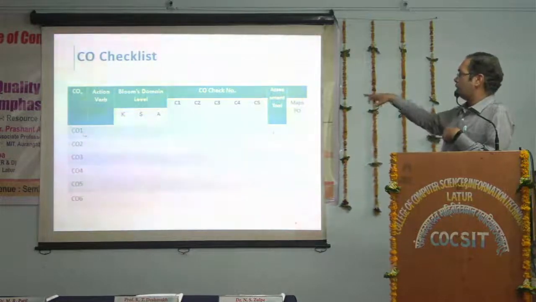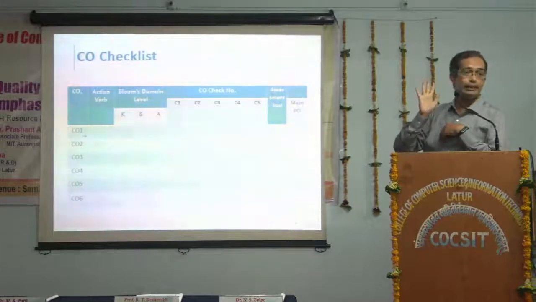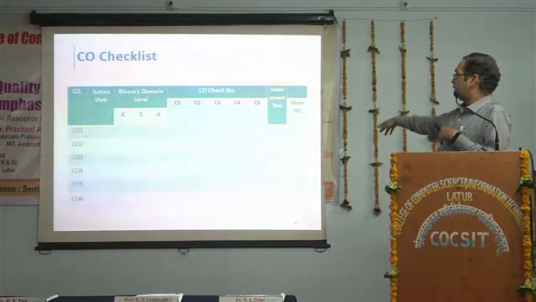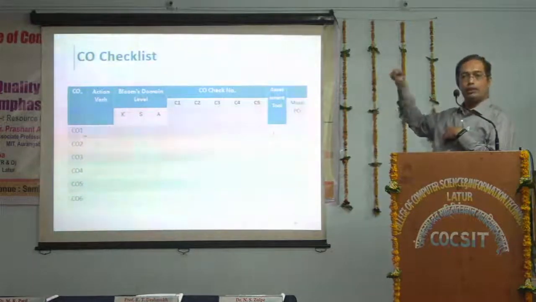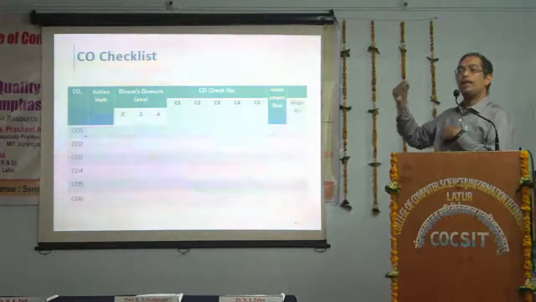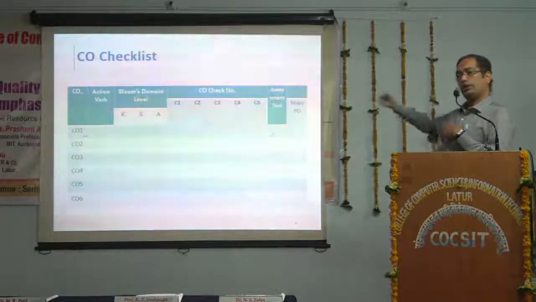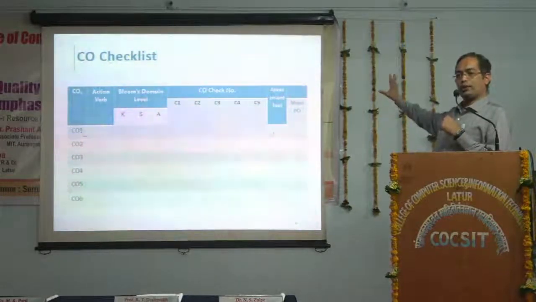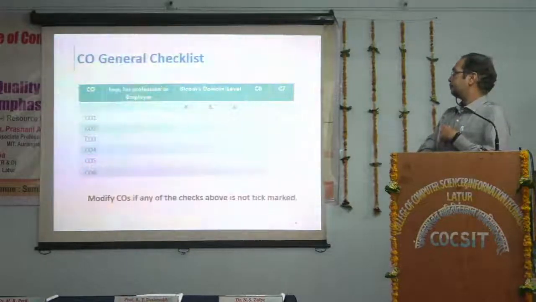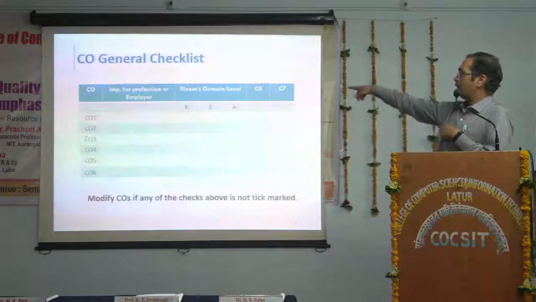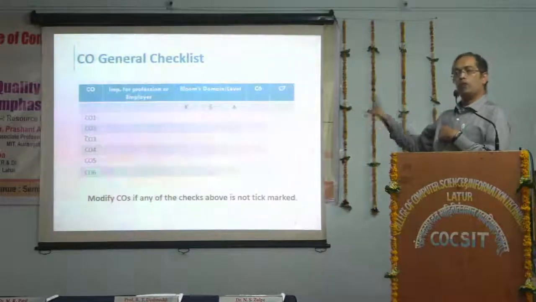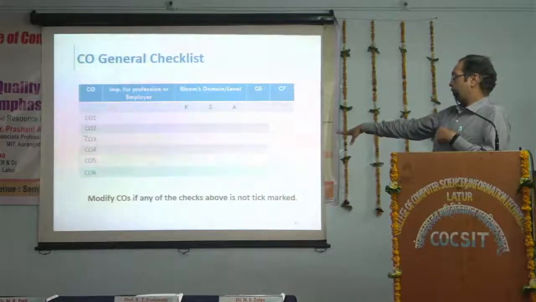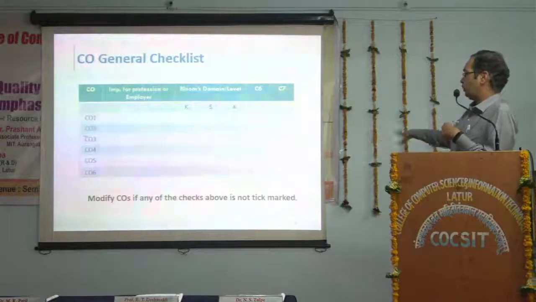Then I have provided you with 7 checks, right? These checks will be C1, C2, C3, C4, C5. Whether it contains the assessment tools, means whether your CO will also give you the idea about the assessment to be used, you can just tick mark there. And then whether it is mapping with PO, you can tick mark there, right? In continuation with that, if it is important for professional or employer, you can tick mark with that. And C6 and C7. So modify COs if any of the checks above is not tick marked, right?